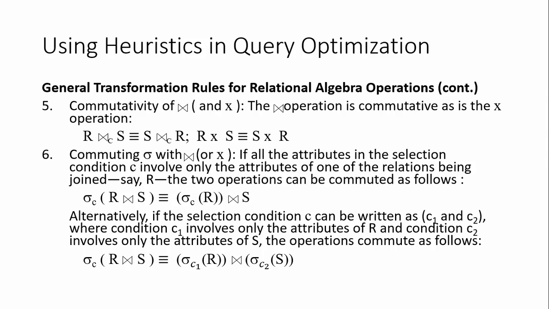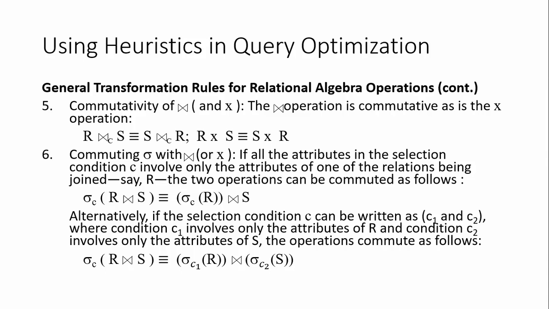Then commutativity means the join operation or the Cartesian product is commutative. That means both R and S could be included in any order, so it doesn't matter whether you have R or S. You will get the same result. Similar to that, commuting selection with join operations.